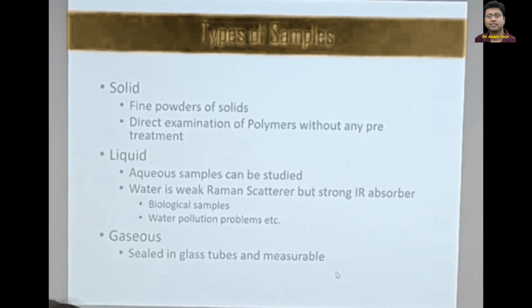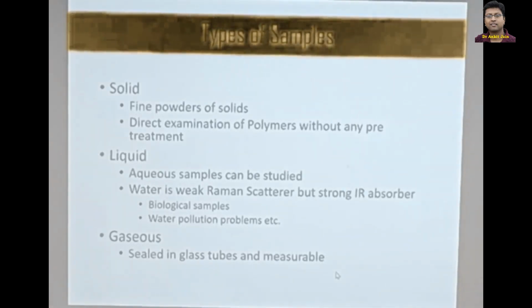And the good thing is, unlike FTIR, which gives you a huge background signal of water, even if we have water soluble samples, we can still get a Raman signal from them. Biological samples usually contain water, so that's not at all a problem when we are doing Raman. Water pollution problems, etc., we can easily detect using Raman. Gaseous samples can also be done. Of course, you'll have to seal the gas, otherwise it will escape if it is left open. So you seal them in a gas tube and you can do Raman spectroscopy. It's just about focusing on the point where our sample is.